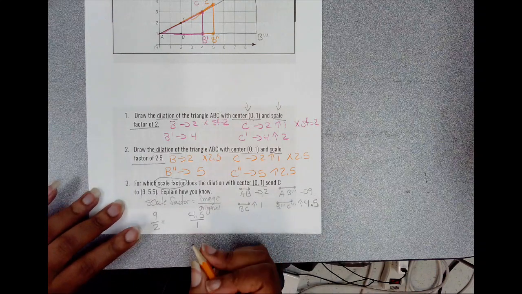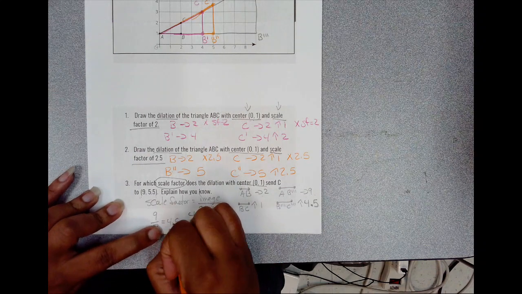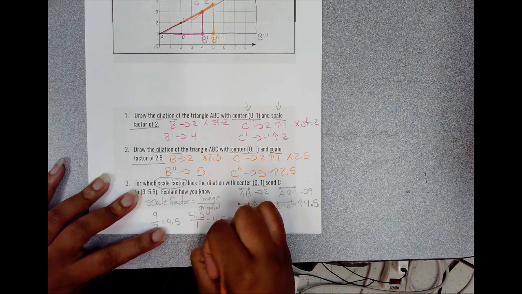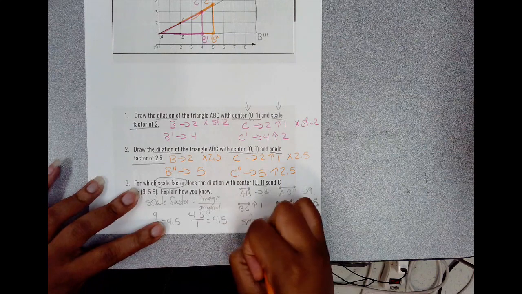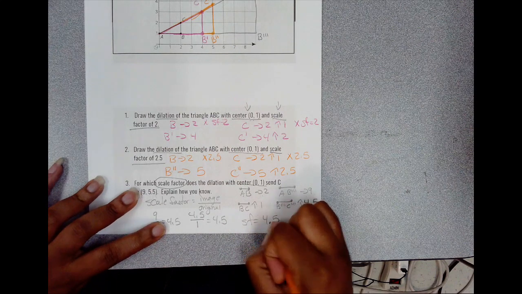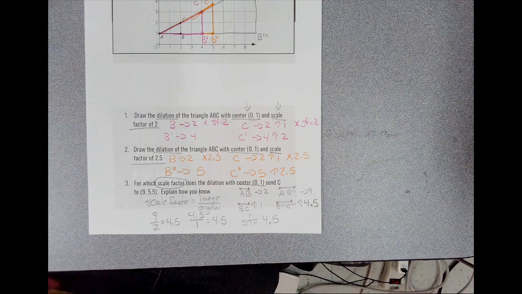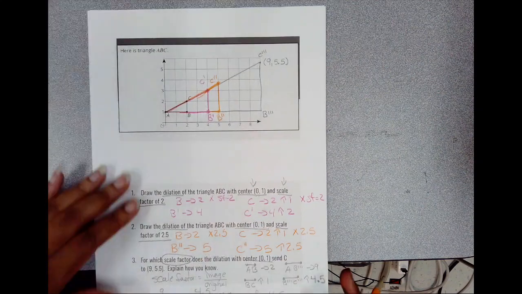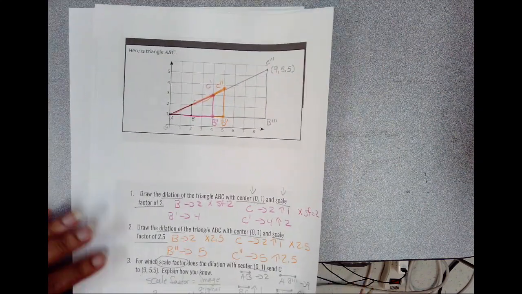9 divided by 2 is 4.5. And 4.5 divided by 1 is 4.5. So my scale factor here is 4.5. And so that's how C moved to (9, 5.5), because the original was multiplied by a scale factor of 4.5 to move it there.